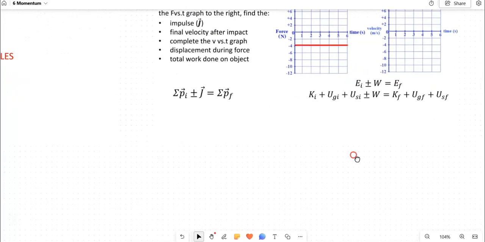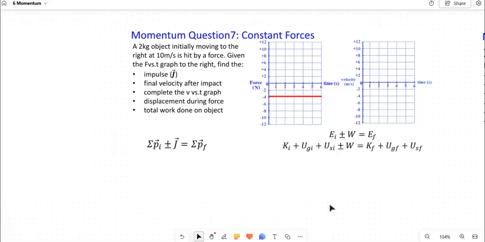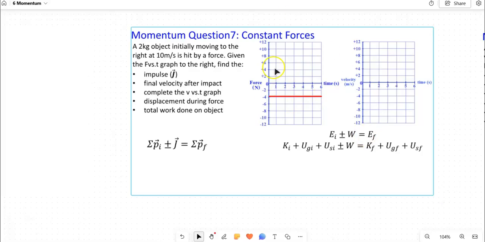Let's go ahead and go with our first example. I think you also have one where there is a constant force. So here we go. It says we have a 2 kilogram object that is initially moving at 10 meters per second. And then it's hit by a force given in this force versus time graph. They want us to find the impulse, the final velocity after the impact, complete the velocity versus time graph, find the displacement during the force, and find the total work done on the object.